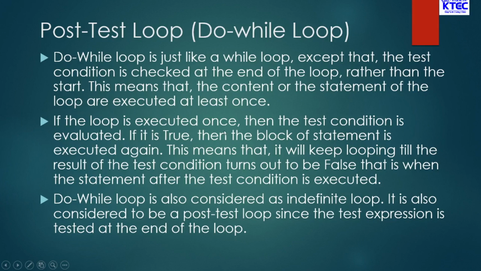Now, if the loop is executed once, the test condition is evaluated. So when you enter the number, it will display it first. That is a do-while loop, because it's a post-test loop. If the loop is executed once, then the test condition is evaluated. When you enter the number, which is even, it will check and go back and compare. Is the number even? If it is true, then the block of statements is executed again. If it is true, enter another even number. This means that it will keep looping till the result of the test condition turns out to be false.